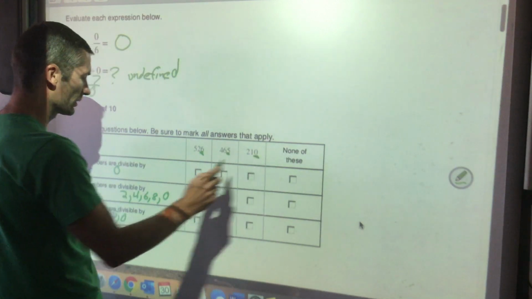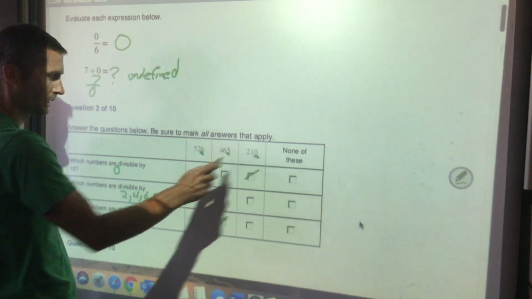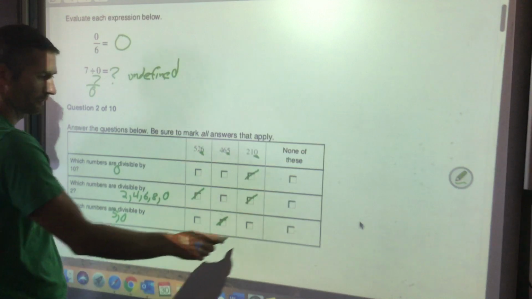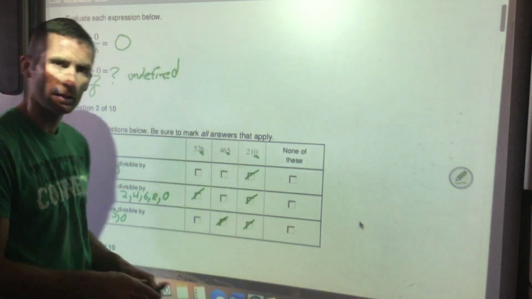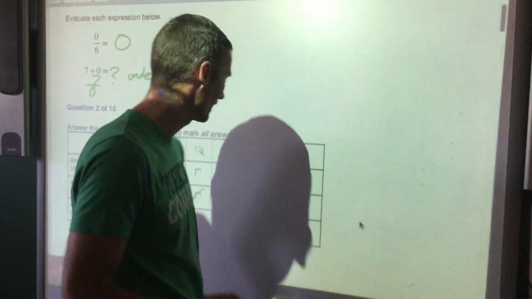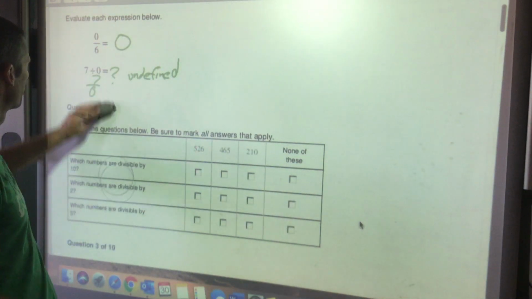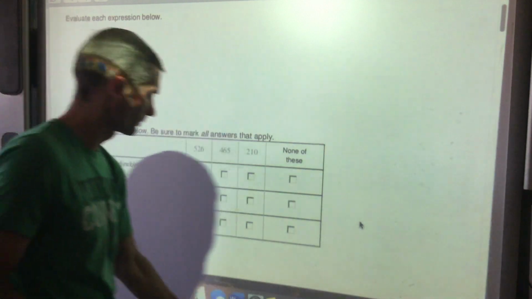210 ends with a 0, so that's divisible by 10. That's also even, so it's divisible by 2. It ends with a 0. It's also divisible by 5. All right, so for that one, just look at the last digit. That's the rule for all 3 of those: the ones digit.